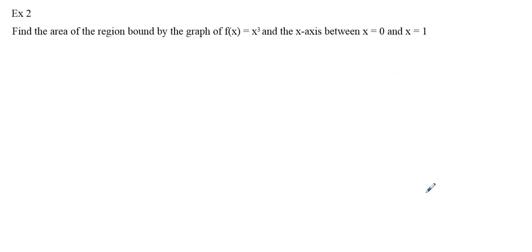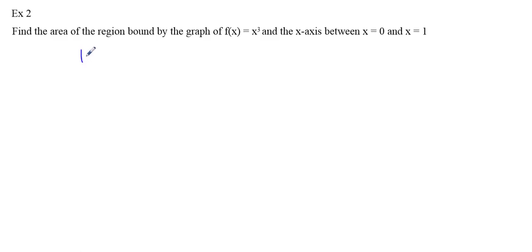Okay, find the area of the region bound by the graph of f of x equals x cubed and the x-axis between 0 and 1. These problems are not too bad if a is 0. A little more clunky if a is something else, because that creates a binomial that we have to substitute into the function. Okay? Start at the beginning again.